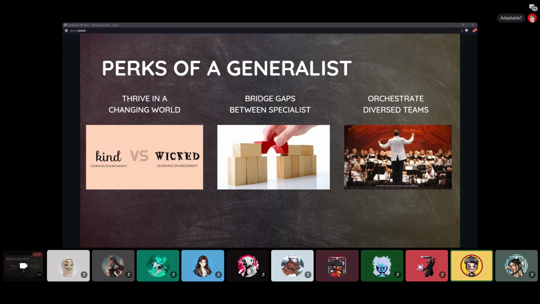So going to the third topic, the perks of a generalist, is to orchestrate diverse teams. As builders in Web3, we must have a holistic thinking and approach in team integration. As we are all leaders in this industry, we can say that innovation and development arises once we have multidisciplinary teams.